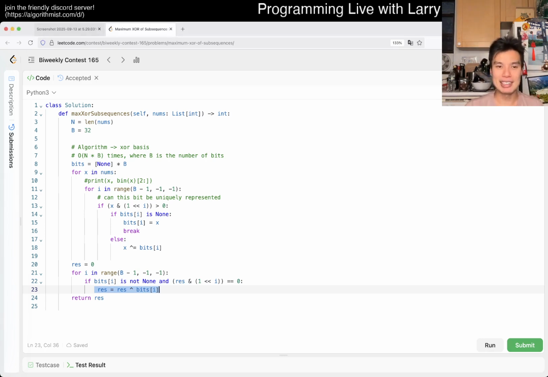But yeah, this is n times b, and this is n times b. Like I said, I refuse to learn it, at least on a deeper level. So that's it. That's all I have for this one for now.